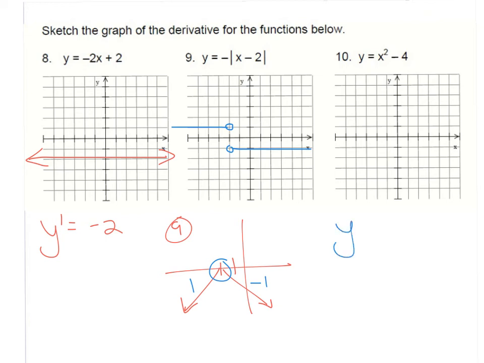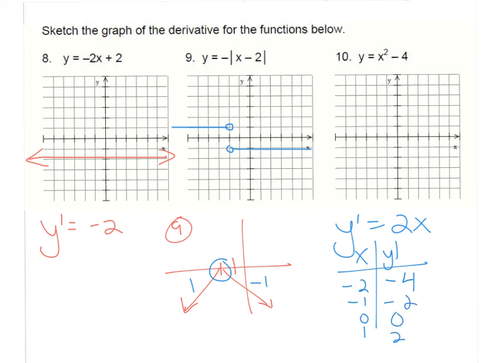Okay, so for 10, y prime is 2x. So if I find a table of values, when we plug in -2 here, we get -4, plug in -1. So if we plot those points, and then connect your dots.